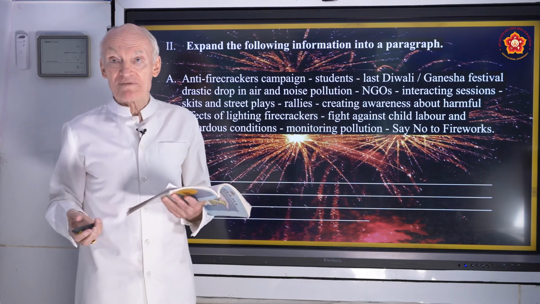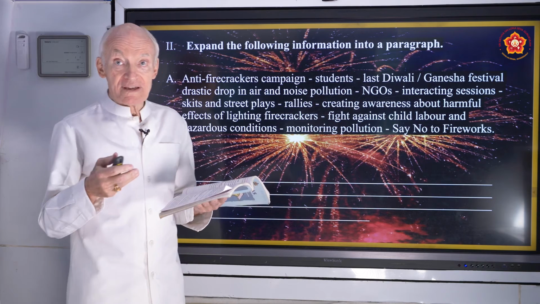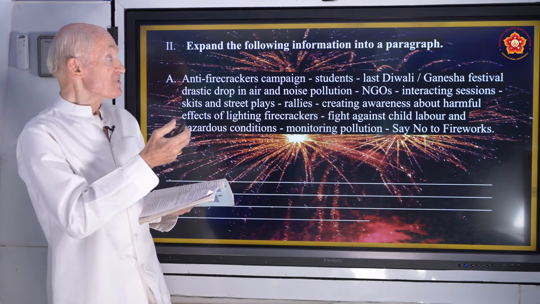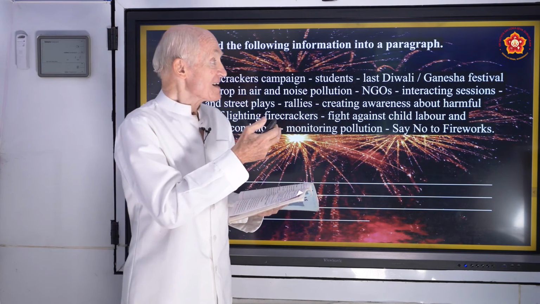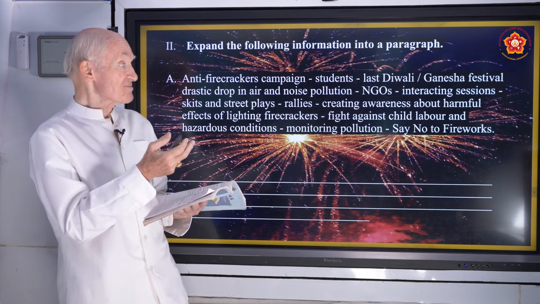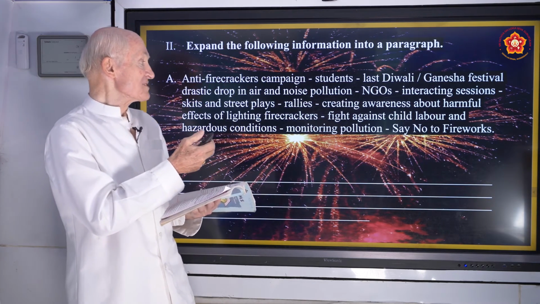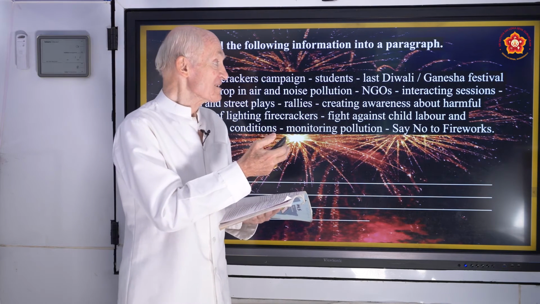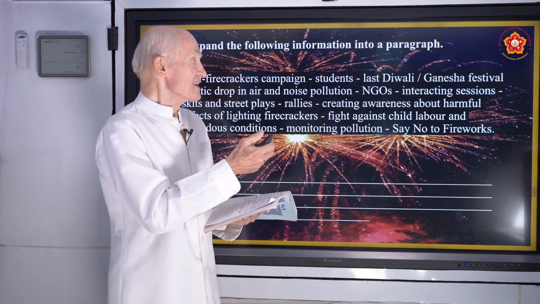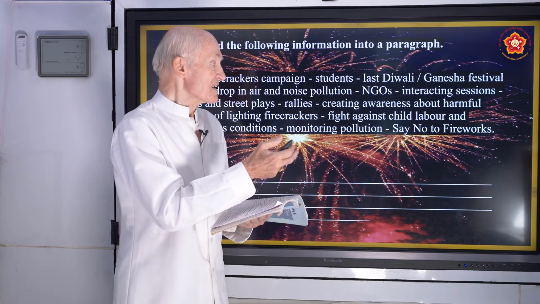They give us some ideas about fireworks, and they're taking the negative approach to fireworks. They're trying to show the negative side of a good firework display. And they're saying, anti-fireworks campaign. Students, last Diwali Ganesha festival, drastic drop in air and noise pollution. NGOs, interacting sessions, skits and street plays, rallies, creating awareness about harmful effects of lighting firecrackers, fight against child labor and hazardous conditions, monitoring pollution, say no to fireworks.